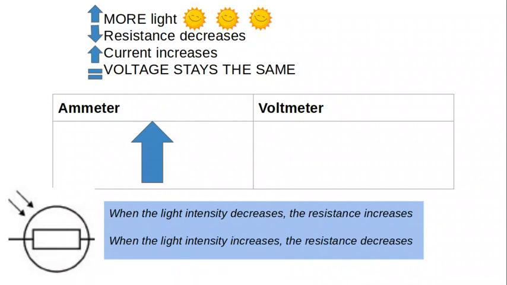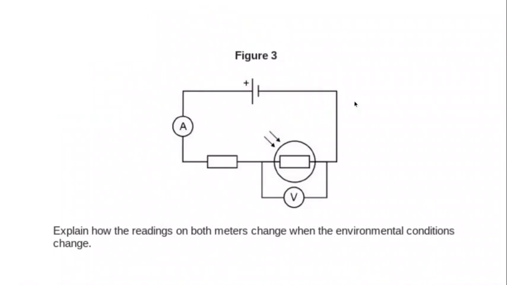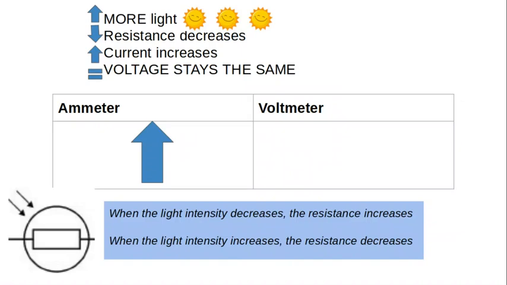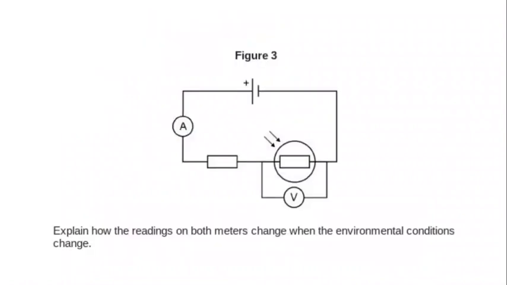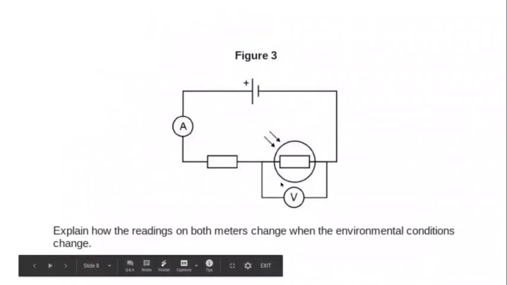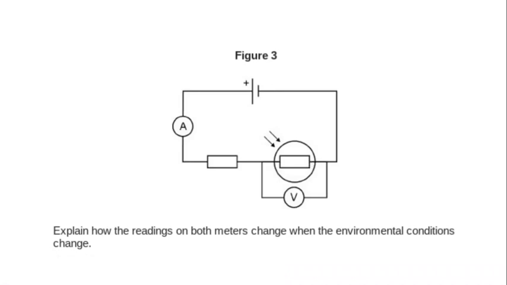Okay, so this is the part where it gets a little bit trickier, because I keep saying the voltage across the whole circuit stays the same. But as I've said before, it can increase or decrease across certain components of the circuit. So here, if we want to know the reading on the voltmeter, whether it increases or decreases, we need to know where it is. So when we look back at the circuit, we can see the voltmeter is placed around the LDR. Now we know that as light intensity increases, the resistance of the LDR decreases. So there's not a lot of resistance here.